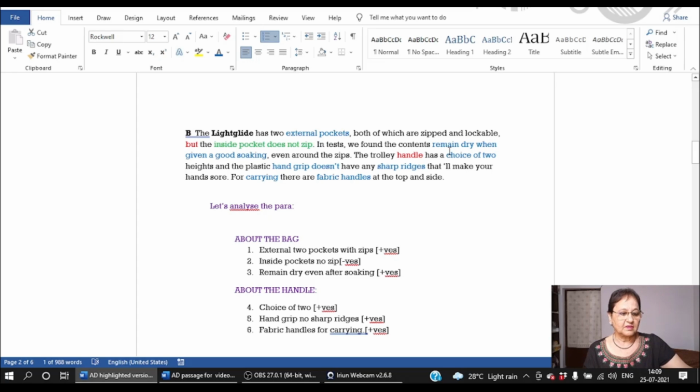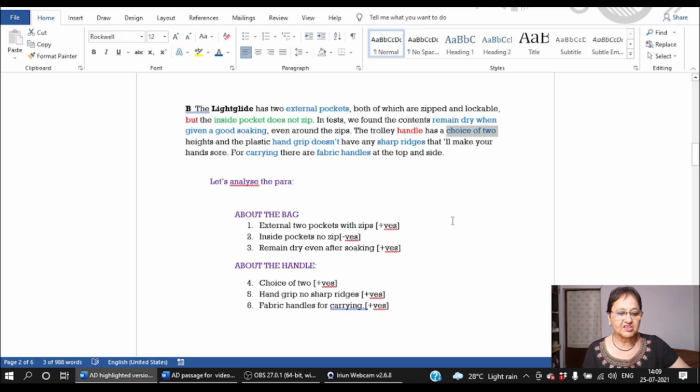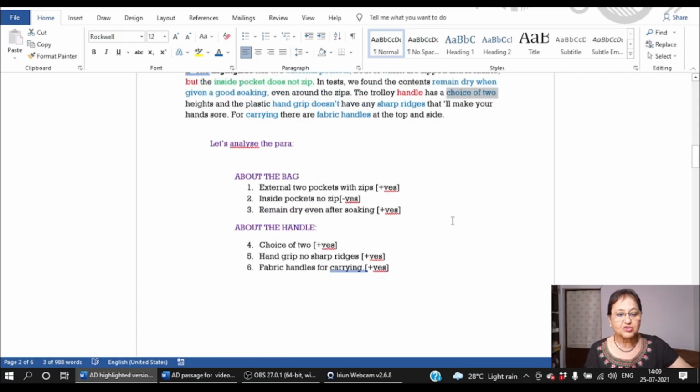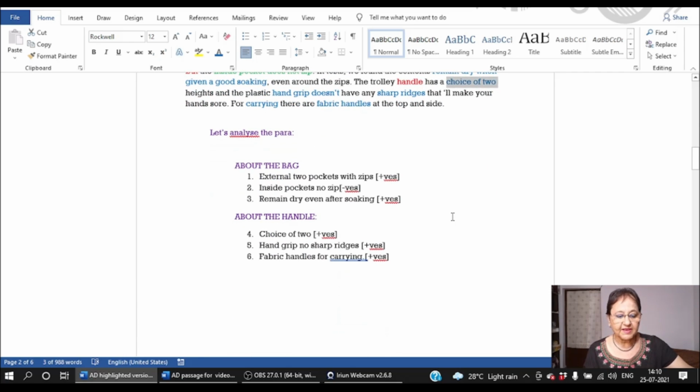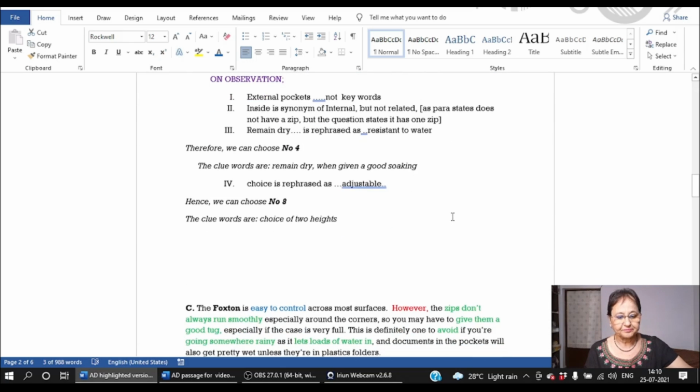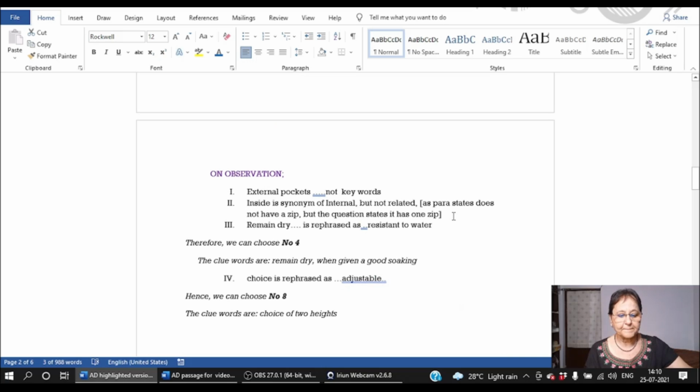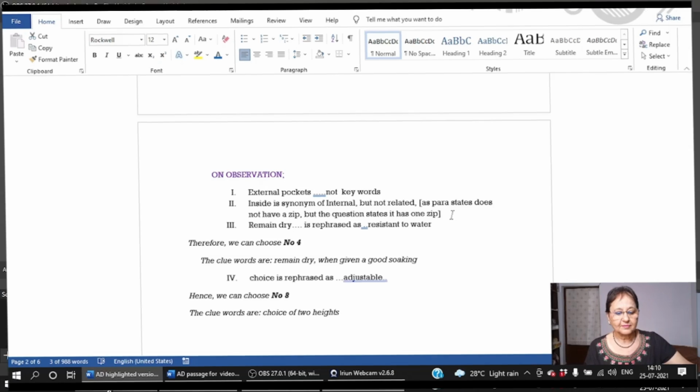Yes. Choice of 2. Right? Heights and plastic. Hand grip, you just got to ignore that, because our clue word is choice of 2. And when you have choice of 2, it's adjustable. So we should also choose from the heading the 8th answer for para B. Okay? Right.